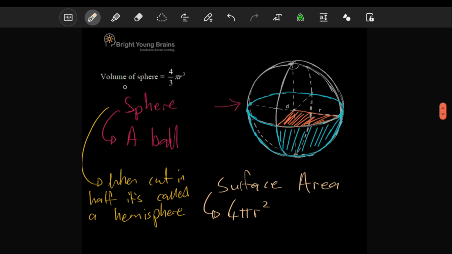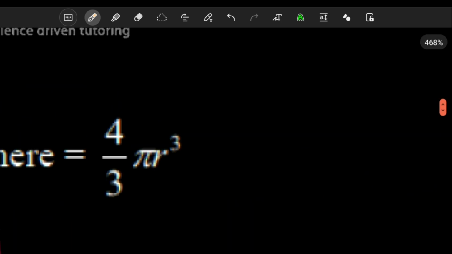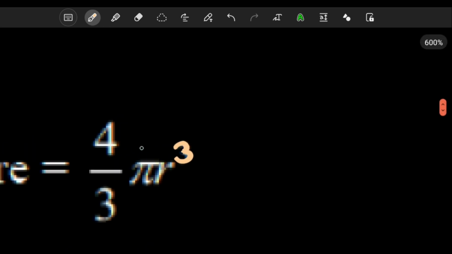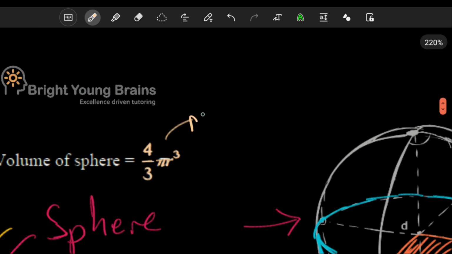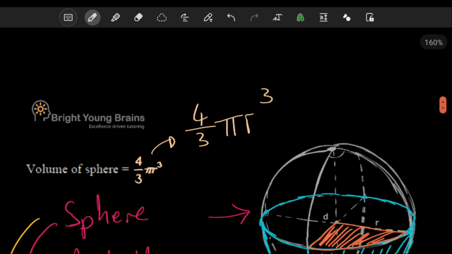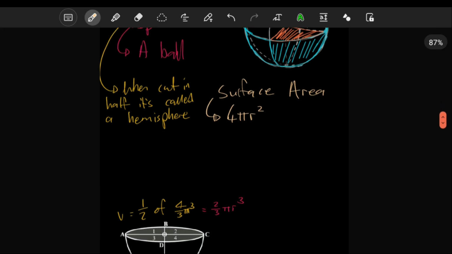Volume is just 4 over 3 pi r cubed. So this cubed, why is it so tiny? Like, what the hell, man? There we go. Let's just amplify that. Finally. Yes.